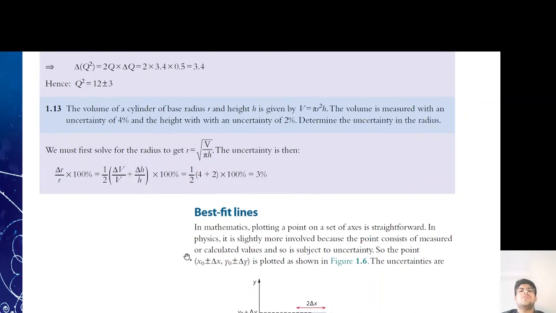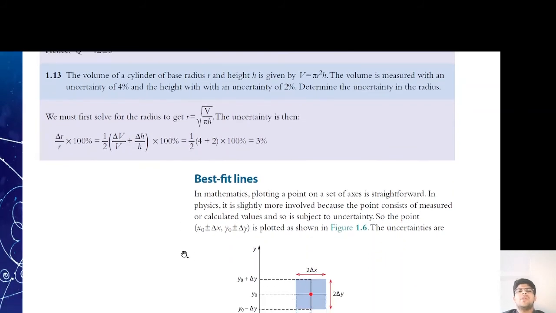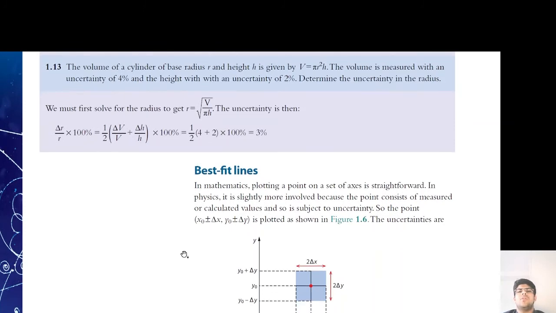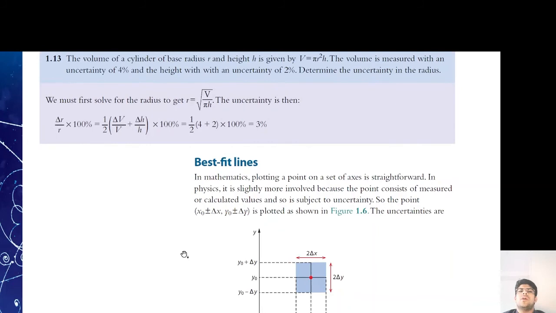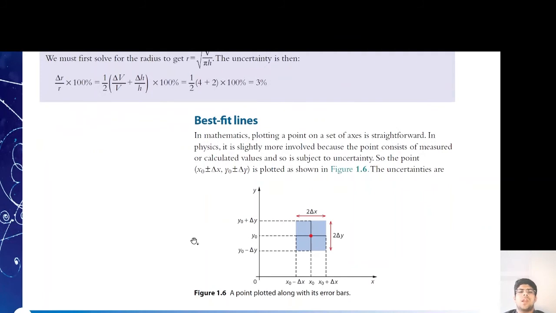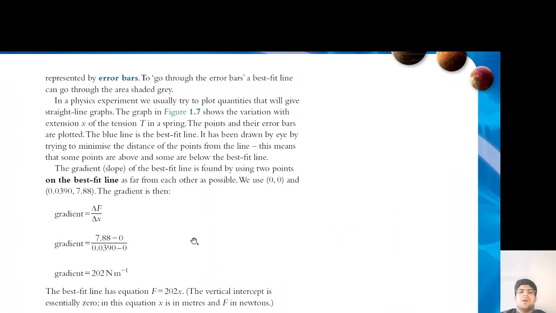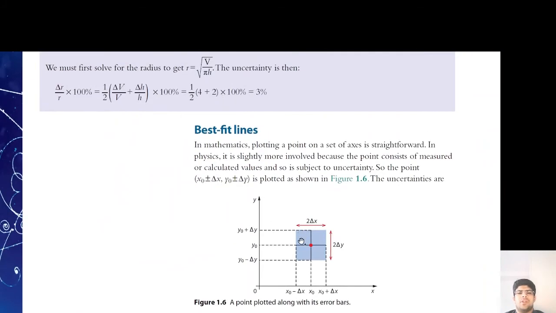Now, best fit lines. In mathematics, plotting a point on a set of axes is straightforward. In physics, it is slightly more involved because points consist of measured or calculated values, and so are subject to uncertainty. So the point x0 plus or minus delta x and y0 plus or minus delta y is plotted as shown in figure 1.6. The uncertainties are represented by error bars. A best fit line can go through the area shaded gray to pass through the error bars.